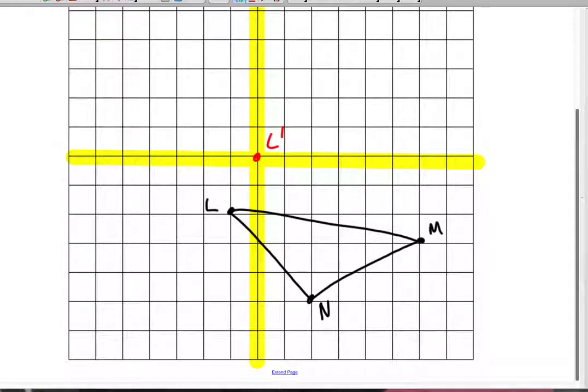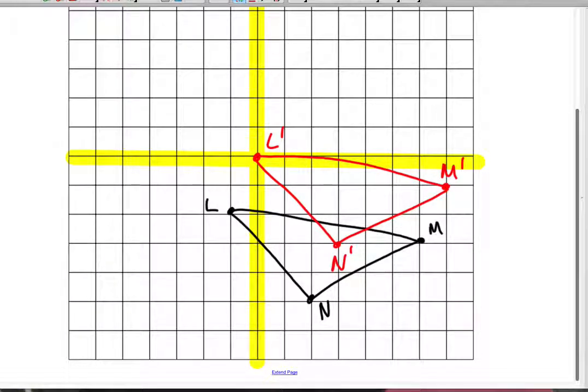M, up 2, right 1. M prime. N, up 2, right 1. N prime. I could draw my new shape. And, hey, it overlaps. That's okay that it overlaps. That's all right.